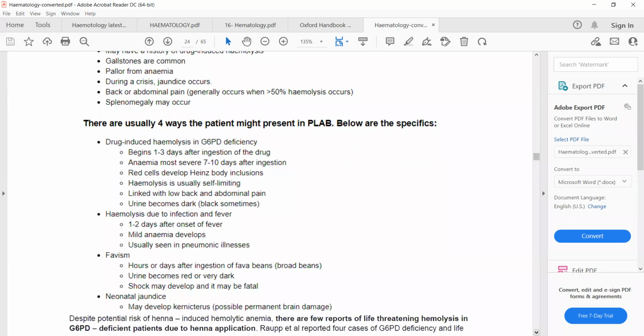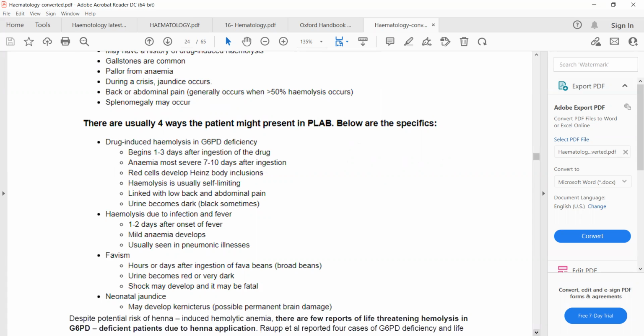The first one is drug-induced hemolysis. That is, if a person develops hemolysis after intake of primaquine, an anti-malarial drug. How are we going to know that the person has developed hemolysis? If he developed anemia with jaundice, then we will suspect hemolysis. So this is the first scenario, drug-induced hemolysis, most commonly due to primaquine. Hemolysis usually begins 1 to 3 days after ingestion of the drug, and anemia is most severe after 1 week.